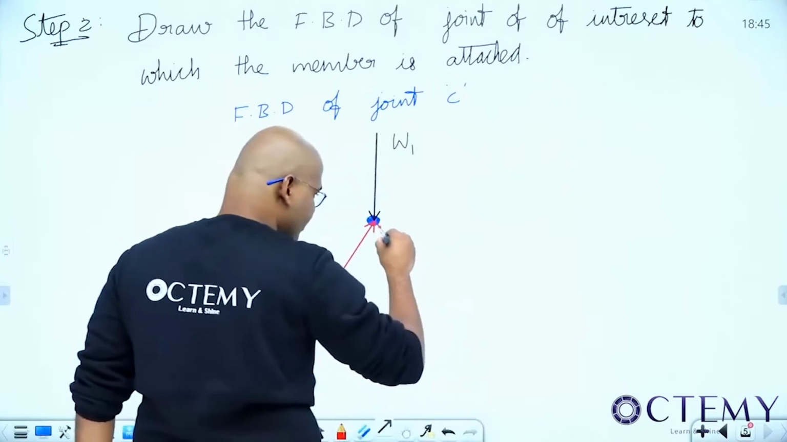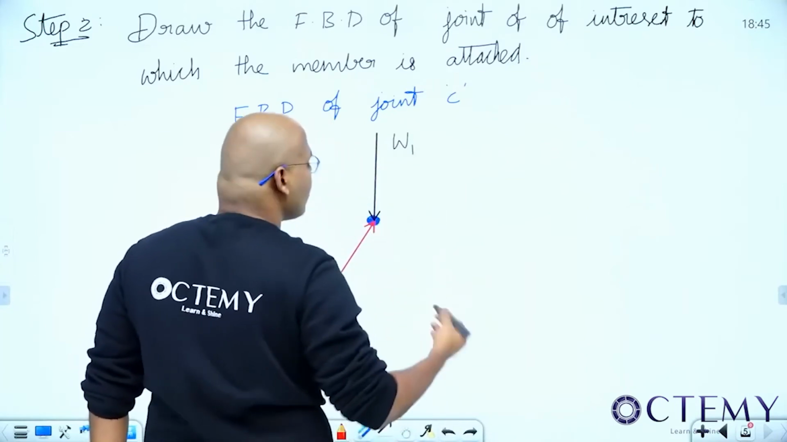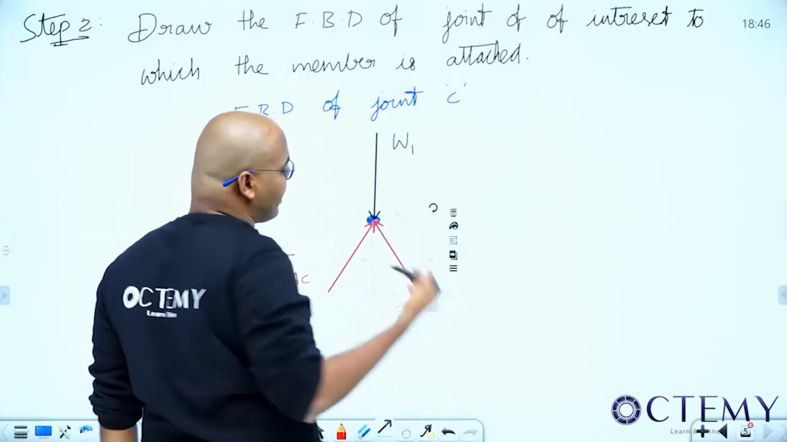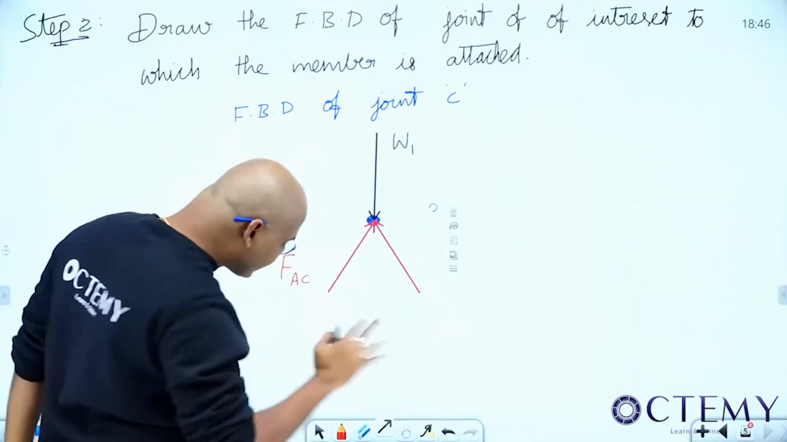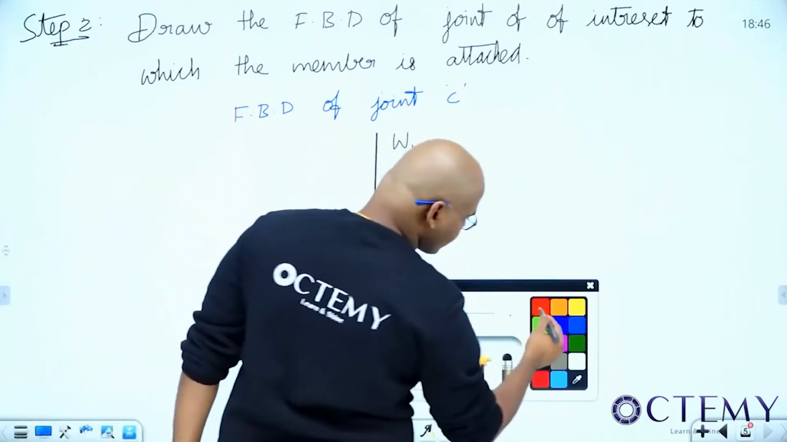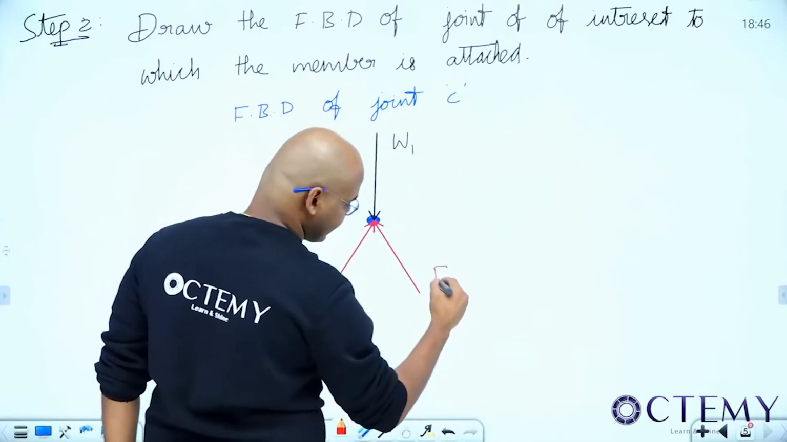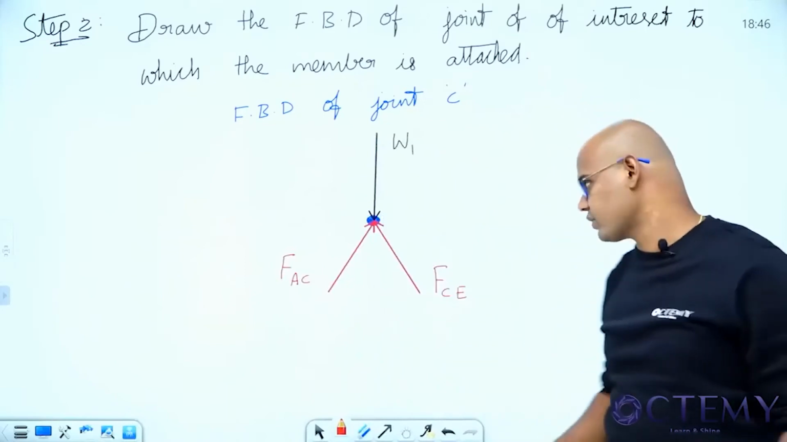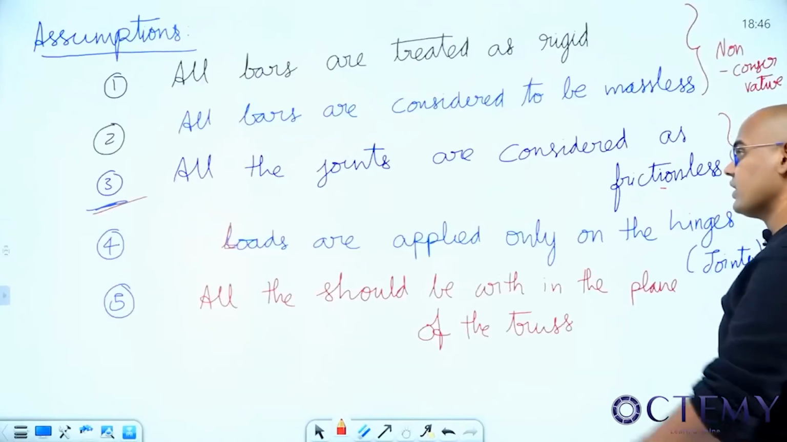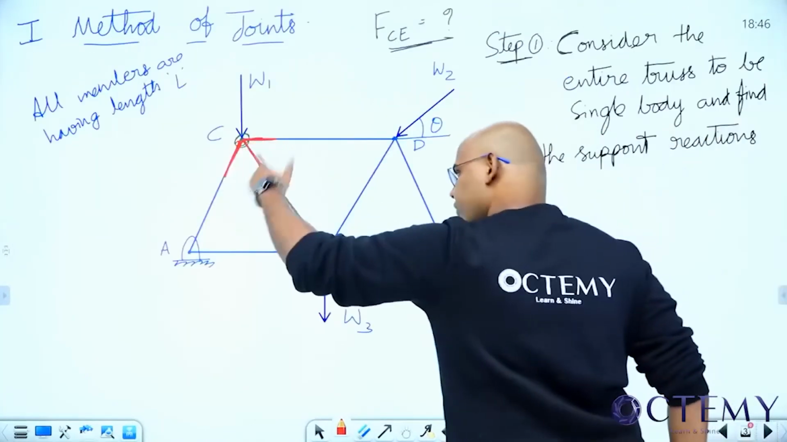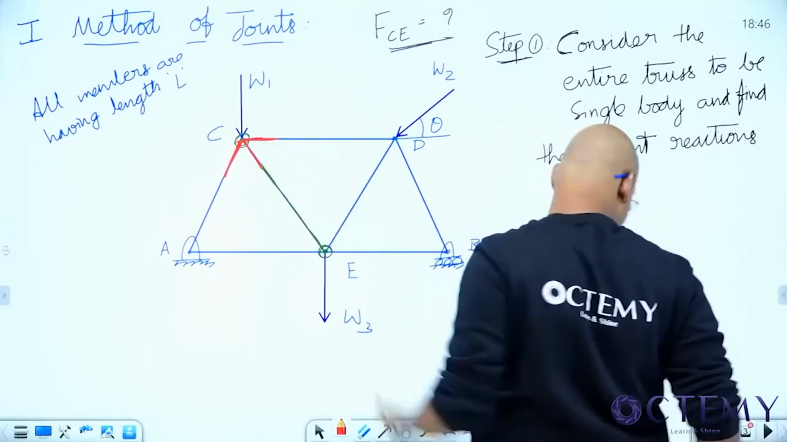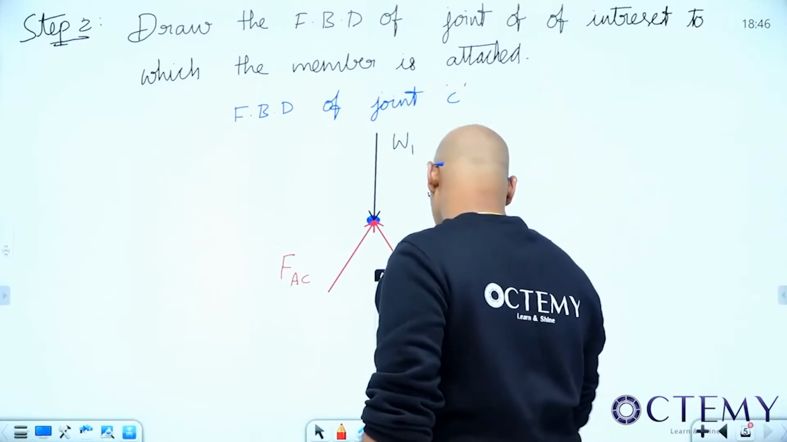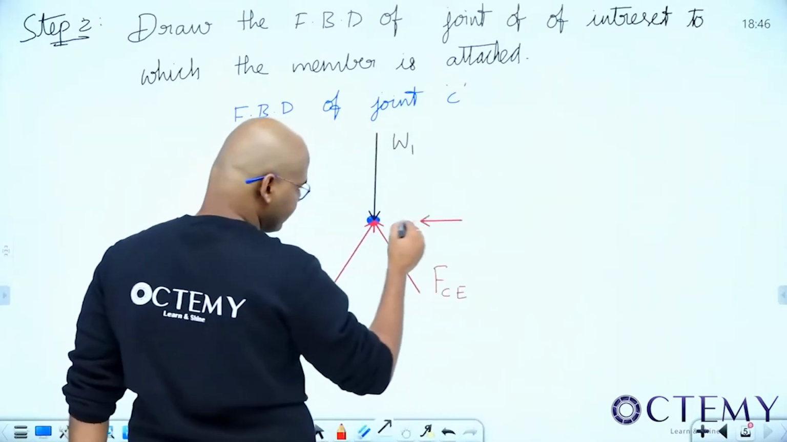So the load in the member will always be along the member and towards the joint. Why towards the joint? It may or may not be, I don't know, but it will be given at the end of the problem. If it comes positive, my assumption is correct, it is towards the joint. If it is coming negative, my assumption is wrong and it is not towards the joint. So how many members are connected there? 3. AC we have taken already, CE already taken. One more is there, that is CD. How is CD? Horizontally. So the load will be on this horizontally.